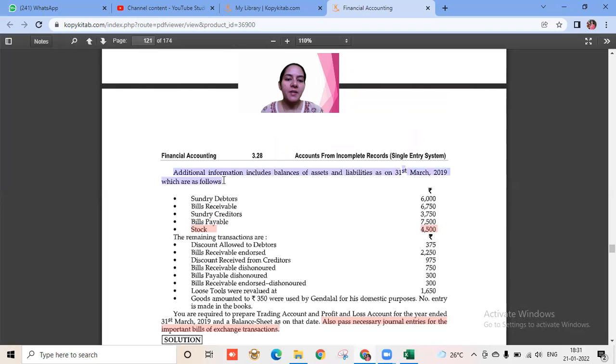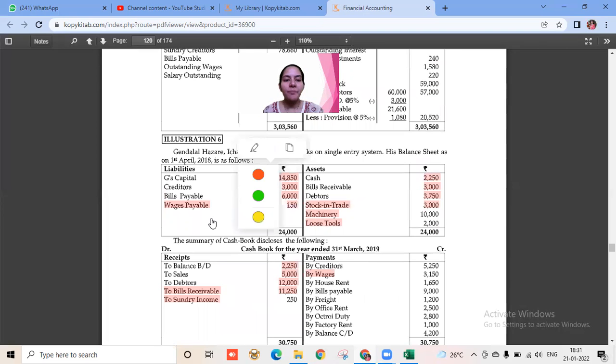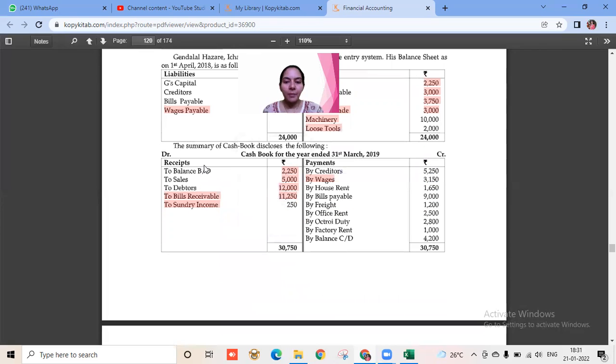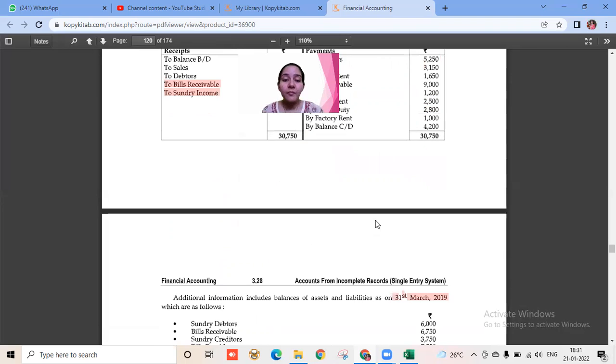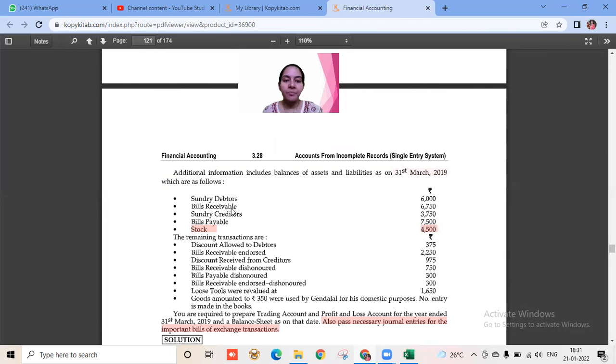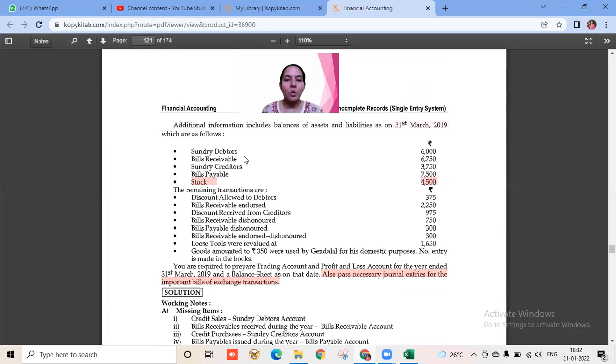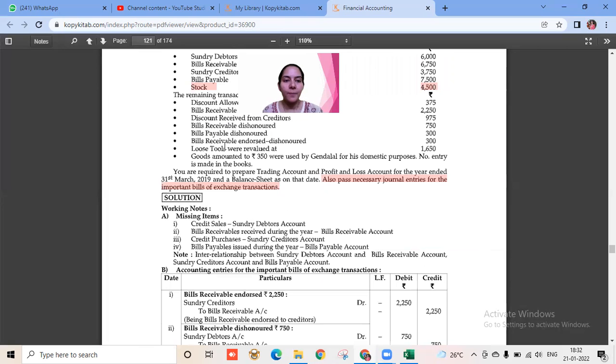Additional information is given. So here you see, once you read, you know the cash sales, but they have not given you the credit sales. They have given you the closing balances. So when the closing balances are given, the probability is that we have to find out the credit purchase and sales. Okay, because closing balances are already given. So closing balances of debtors, receivable, payable, BR, stock, etc.